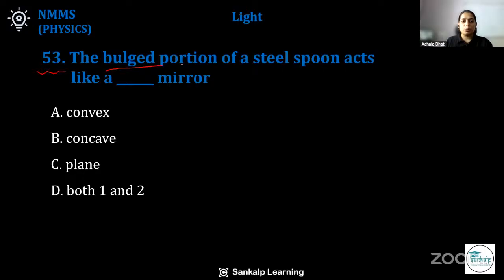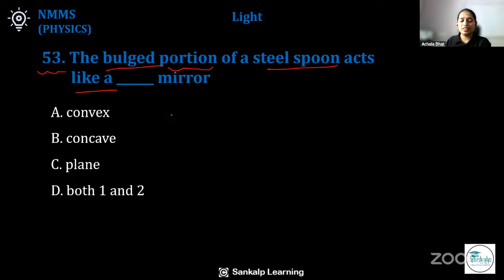Question 53. The bulged portion of a steel spoon acts like a dash mirror. See, usually a steel spoon has two surfaces. One is the bulged part, another one is curved inwards. So here, the bulged portion of a steel spoon acts like a dash mirror.